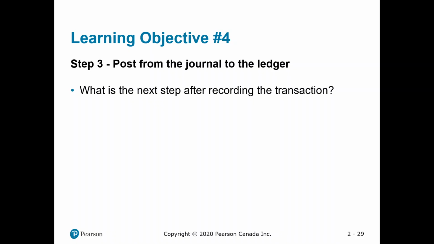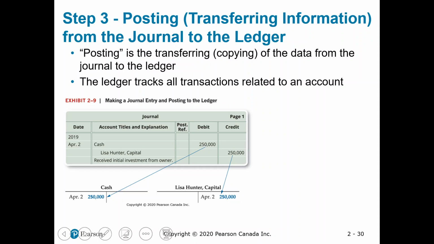We'll now go through the next step after recording the transactions, which is step 3, posting from the journal to the ledger. For our purposes, as I said earlier, we'll be using the T accounts as our ledger. So we'll go through and set up these T accounts for all of the accounts that we use in our journal entries, and we will post there.